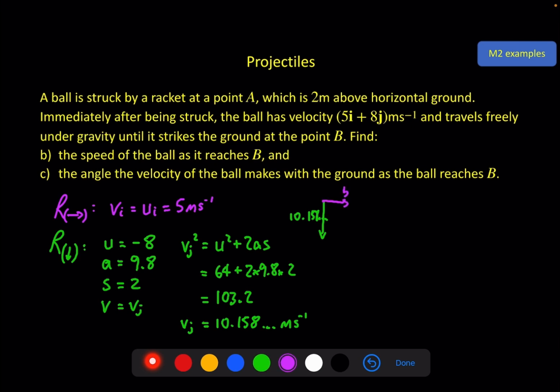and 5 going to the right, we need to put these back together using Pythagoras to find our final speed, v. So v is equal to the square root of vj squared, which brings us back to 103.2, plus 25 from our 5 squared, and that equals 11.322... And again, we should round that to 2 significant figures.